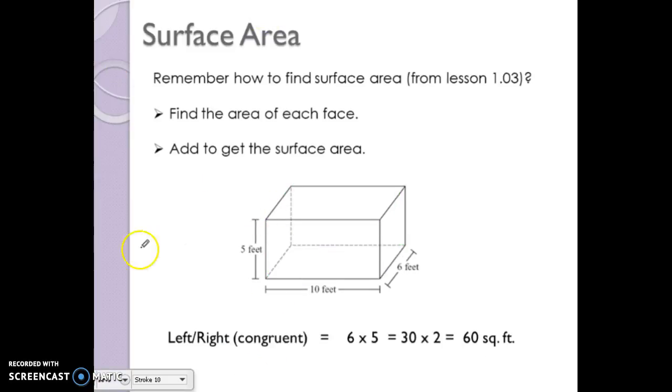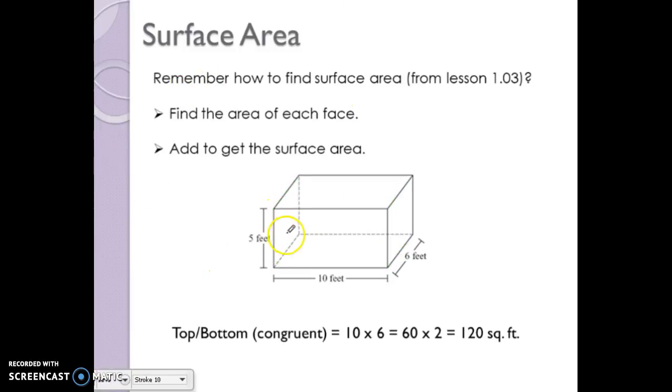Then we're going to find the left and the right. So the left and the right have the dimensions of 5 by 6. So 6 times 5 is 30. 30 times 2 is 60. Why are we multiplying by 2? Because there are 2 faces that have the same area.